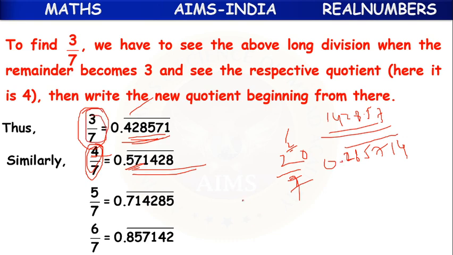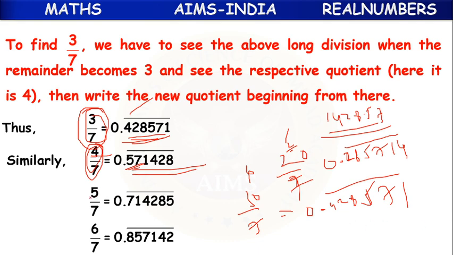Suppose 3 by 7 is there. Means 30. How many times? 7 4 times 28. So it starts from 4: 0.42857. After that again the first one. This will be the bar for this one.